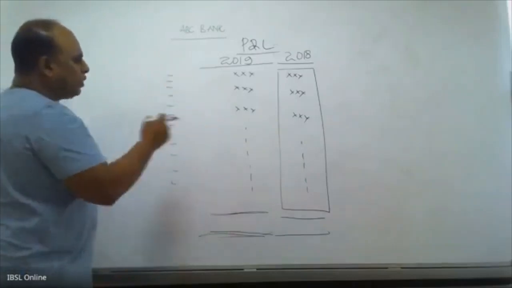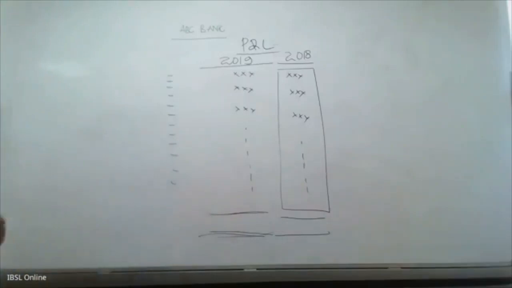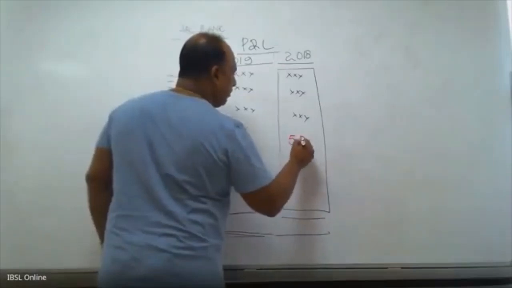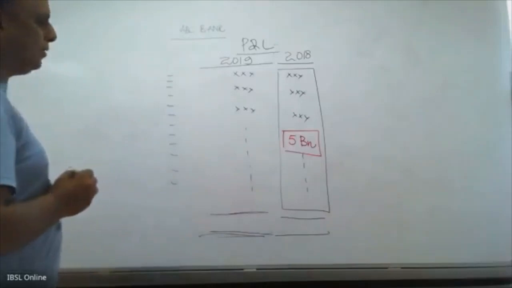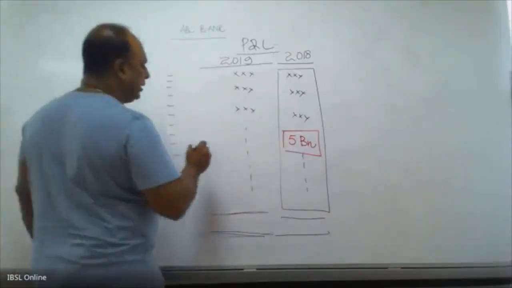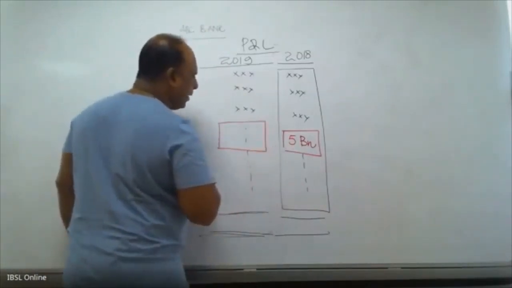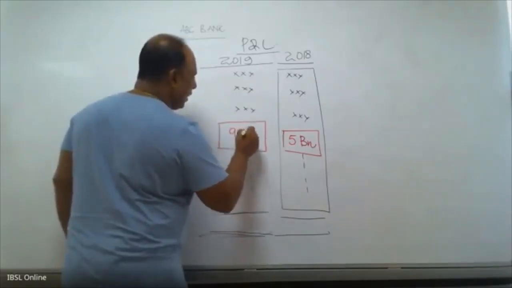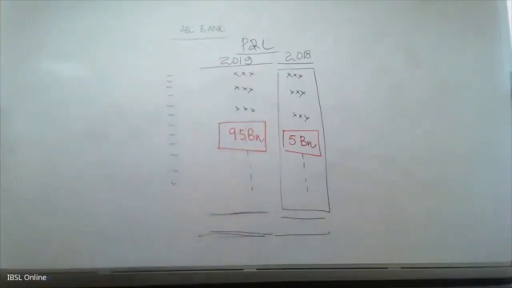Now in the year of 2018, let's say the company has made a profit of 5 billion. In 2019, the company has made 9.5 billion.